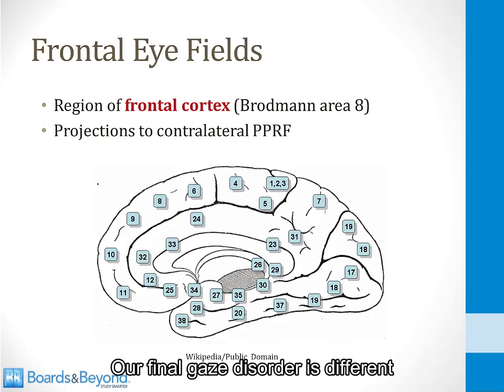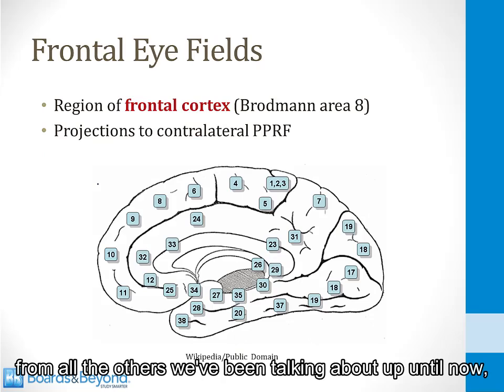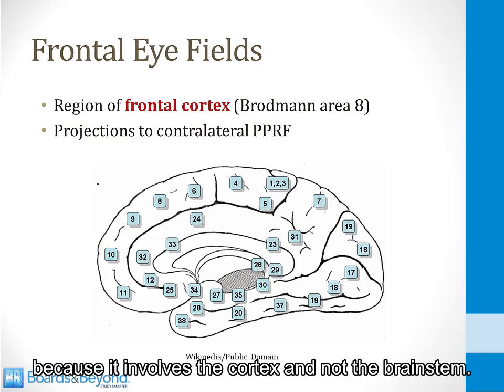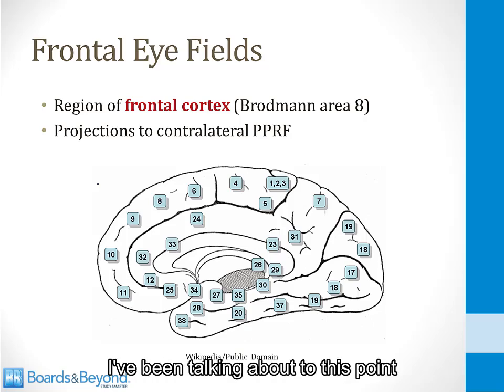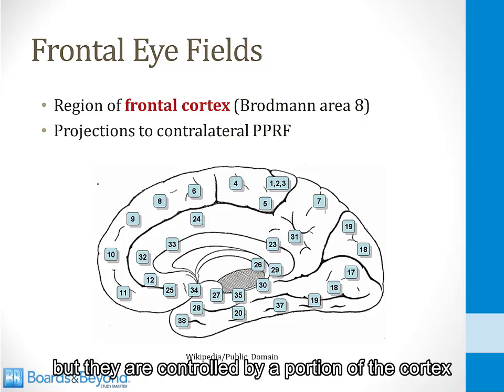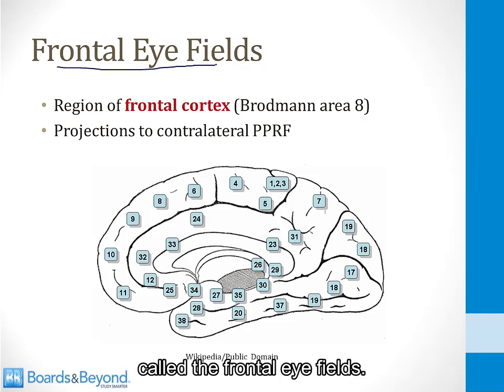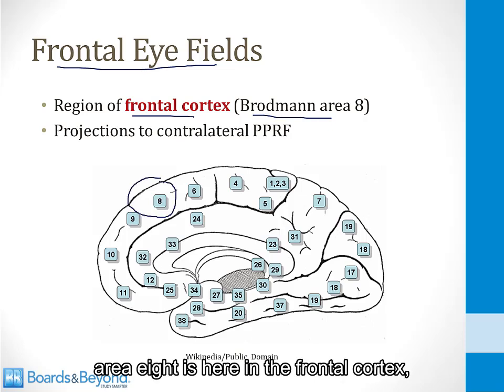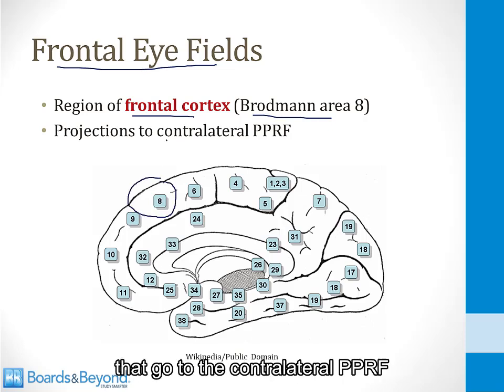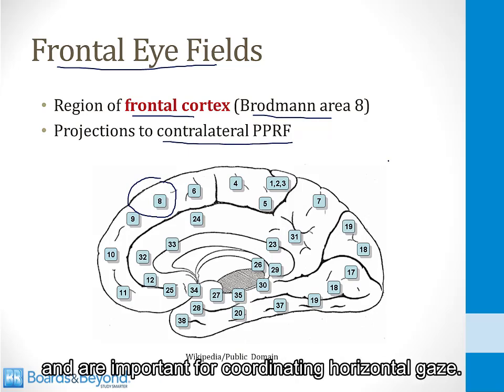Our final gaze disorder is different from all the others we've been talking about up until now because it involves the cortex and not the brainstem. So the PPRF and the cranial nerves and the MLF and the structures I've been talking about to this point are in the brainstem, but they are controlled by a portion of the cortex called the frontal eye fields. This is found in the frontal cortex in Brodmann Area 8. Shown on the screen is a map of the Brodmann areas of the brain. Area 8 is here in the frontal cortex, and it contains projections that go to the contralateral PPRF and are important for coordinating horizontal gaze.